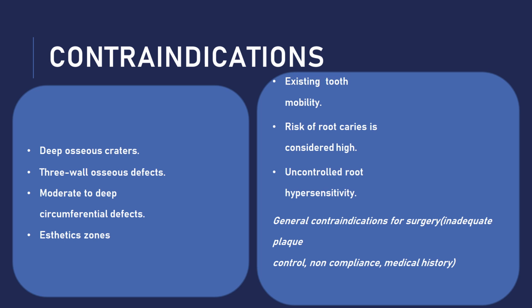Coming to the contraindications of osseous resective surgery, as we told before: deep osseous craters, 3-wall osseous defects, moderate to deep circumferential defects, aesthetic zones, existing tooth mobility, and high risk of root caries. Also uncontrolled root hypersensitivity, inadequate plaque control, non-compliance, and medical history are contraindications. For all indications and contraindications, you can just try to learn at least 5 points.